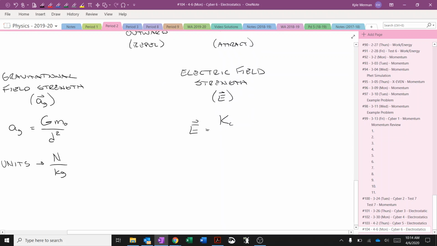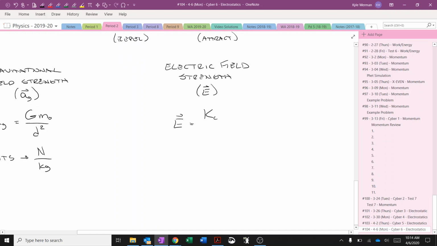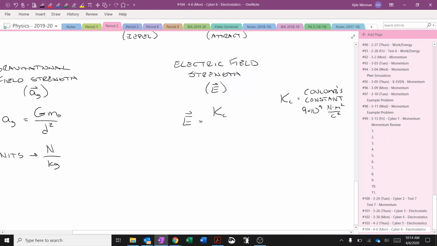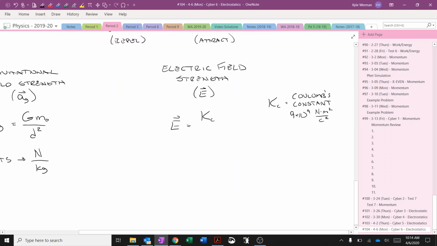A lot of constants will use K. A spring constant, remember, was K, 1/2 kx squared for spring energy. Except this K has a little C because it's Coulomb's constant. Kc is what we call Coulomb's constant. It has a value of 9 times 10 to the 9th. It's really big. Newton meters squared per Coulomb squared. And those units might give you a hint as to what the actual equation needs to be.